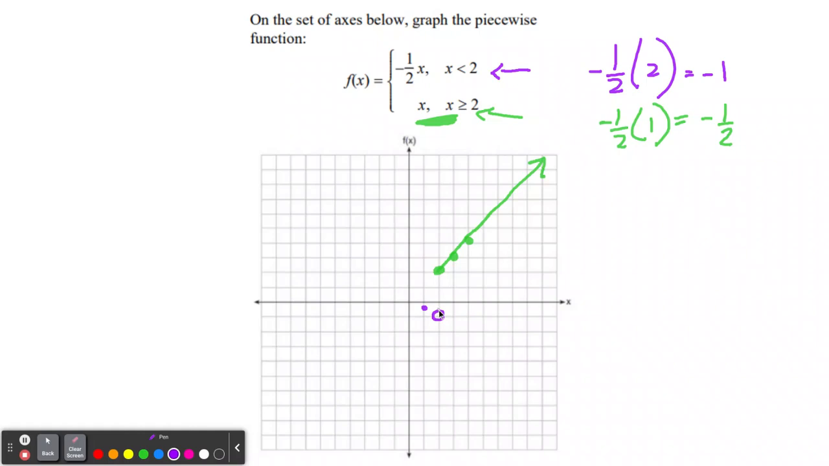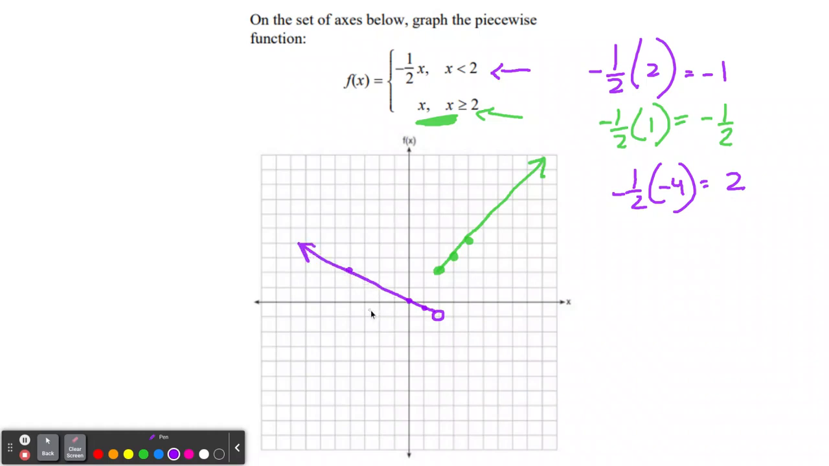What if it's at 0? At 0, it'll be 0. And what if it's, let's use another one. What if it's at negative 4? Negative 4. So we get negative half times negative 4. That'll be 2. So at negative 4, 1, 2, 3, 4, let's say it'll be at 2 over here. So we have this line, something going like this.